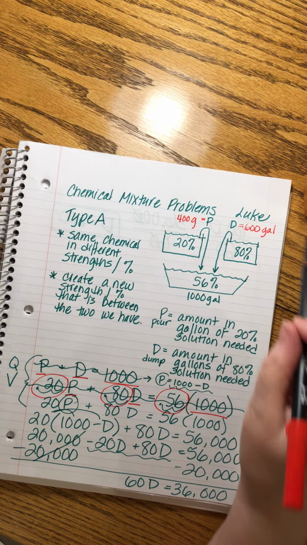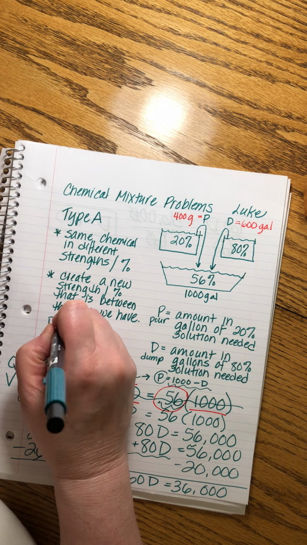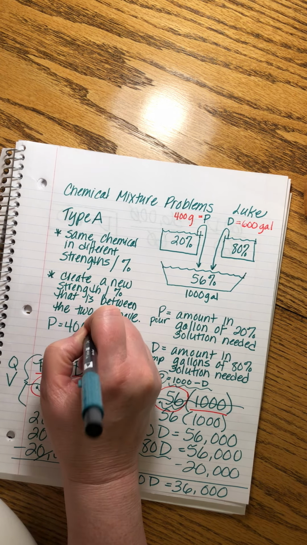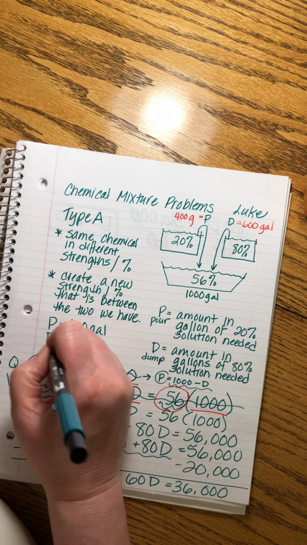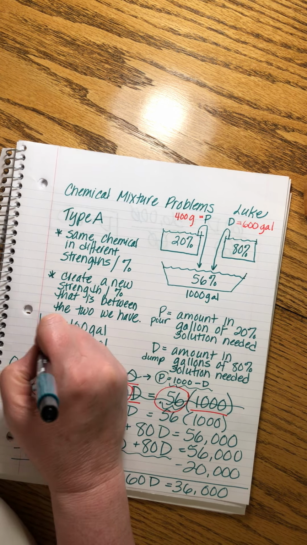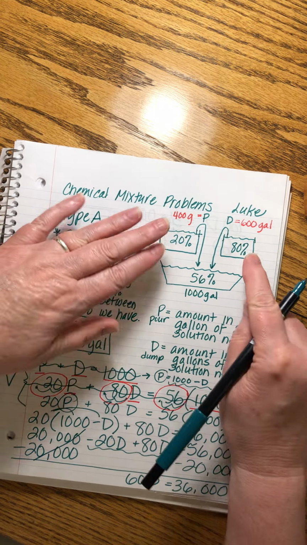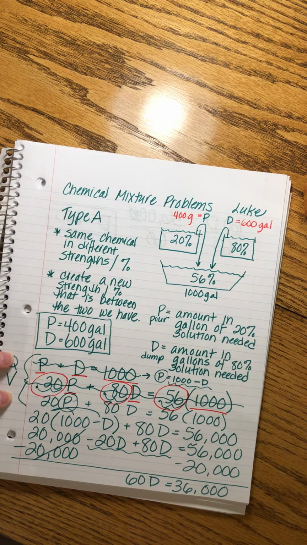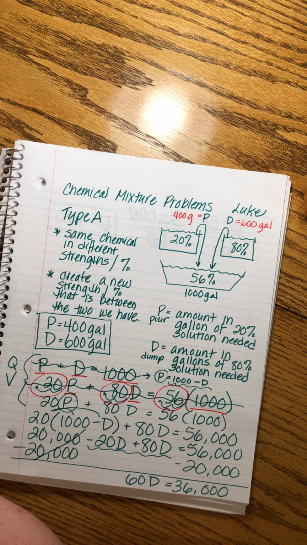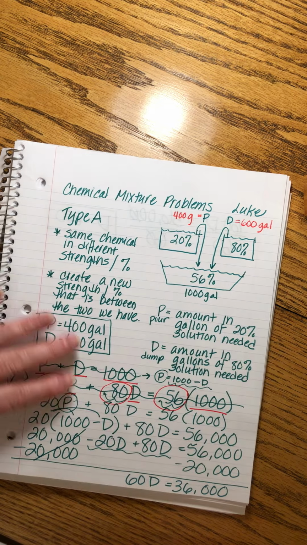So this is my final answer, and I'll write it here. Again, P equals 400 gallons. D equals 600 gallons. We use these variables and this diagram to create our system of equations. Solving it is probably not the challenging part for you. That's probably fairly familiar. That wasn't the trick. The trick is in setting it up.